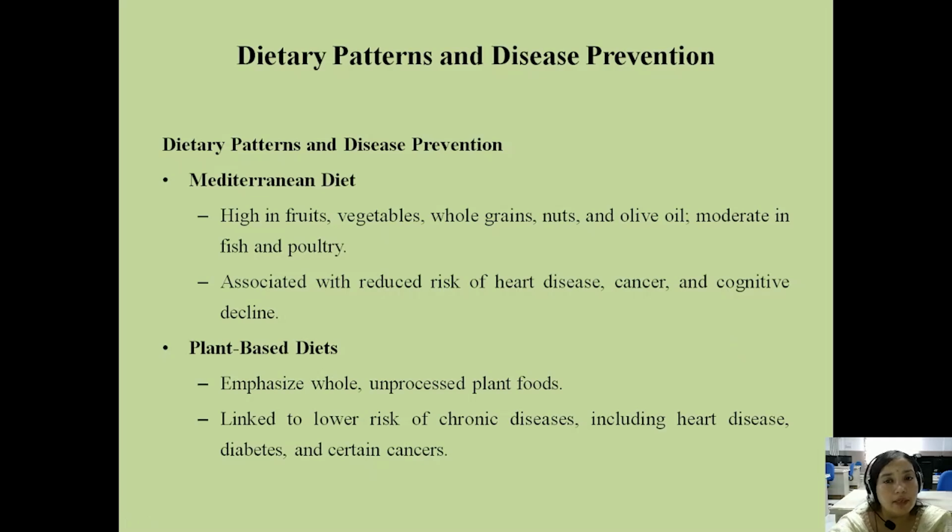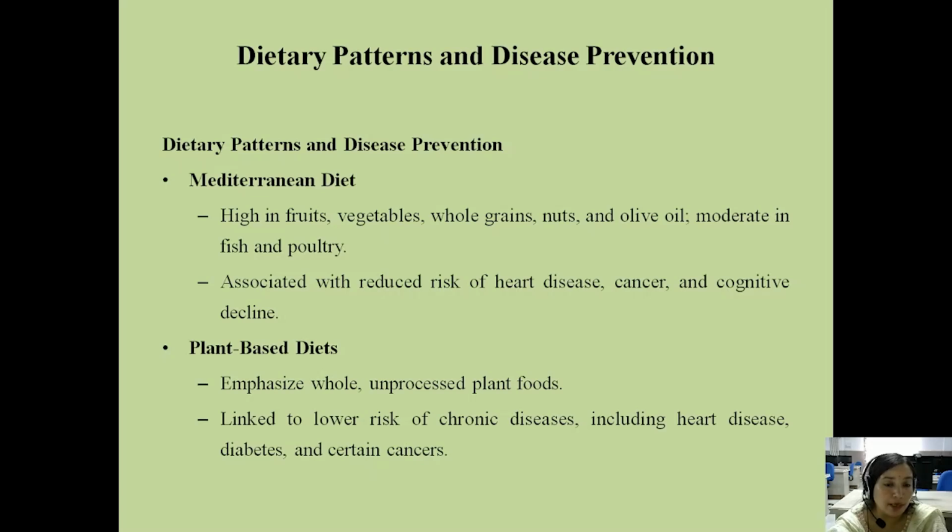Dietary patterns and disease prevention. A Mediterranean diet is high in fruits, vegetables, whole grains, nuts, and olive oil, and moderate in fish and poultry. It is associated with reduced risks of heart disease, cancer, and cognitive decline. A plant-based diet emphasizes whole and unprocessed plant foods, linked to lower risks of chronic disease, including heart disease, diabetes, and certain cancers. So these are the dietary patterns for disease prevention.